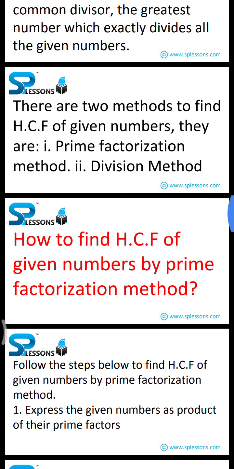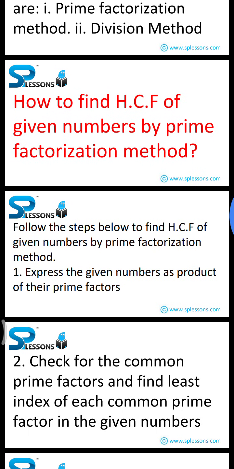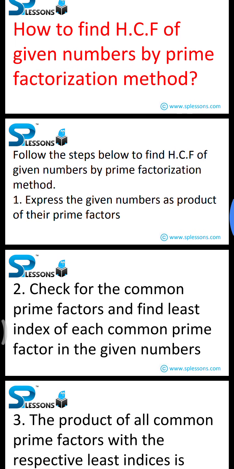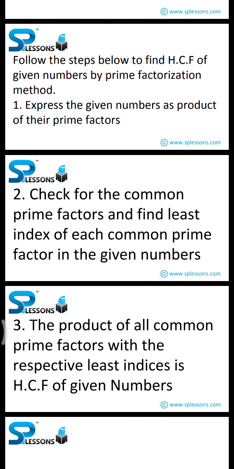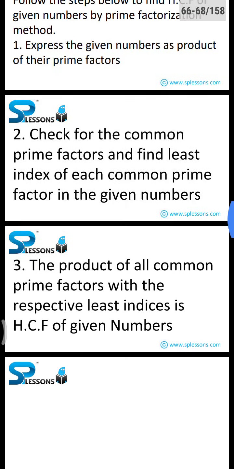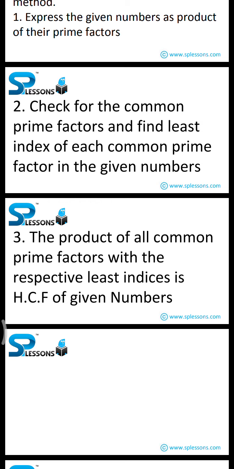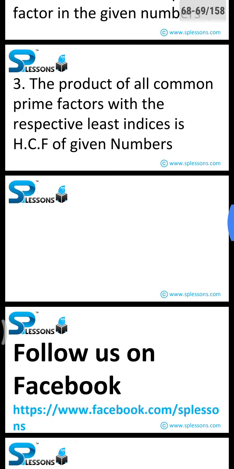How to find HCF of given numbers by prime factorization method? Follow the steps below. First one, express the given numbers as product of their prime factors. Second one, check for the common prime factors and find the least index of each common prime factor in the given numbers. Third one, the product of all common prime factors with respect to least indices is the HCF of given numbers.